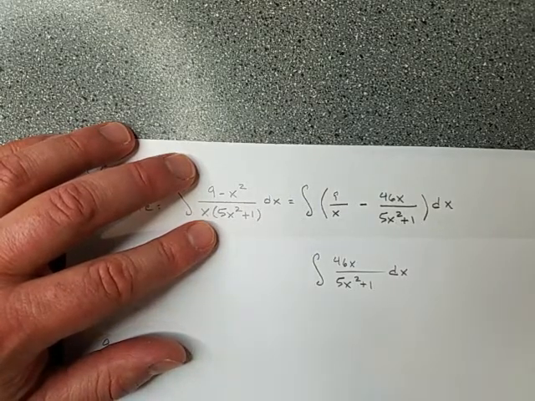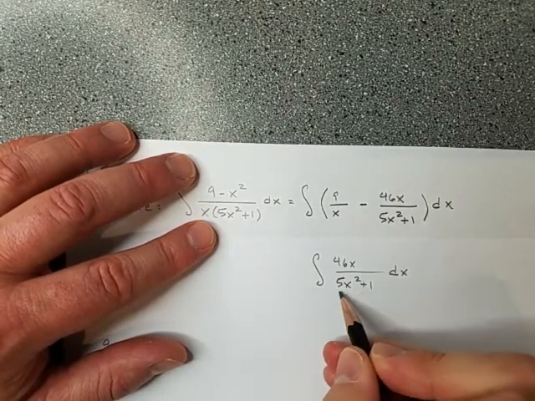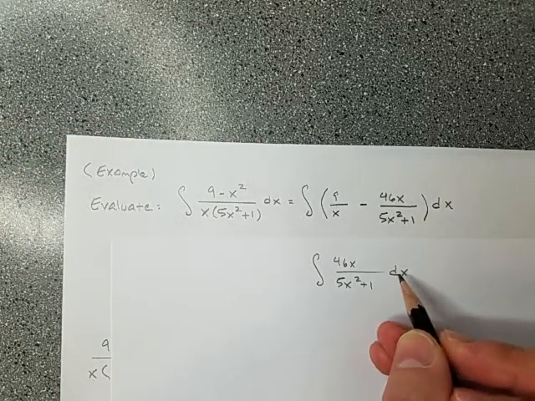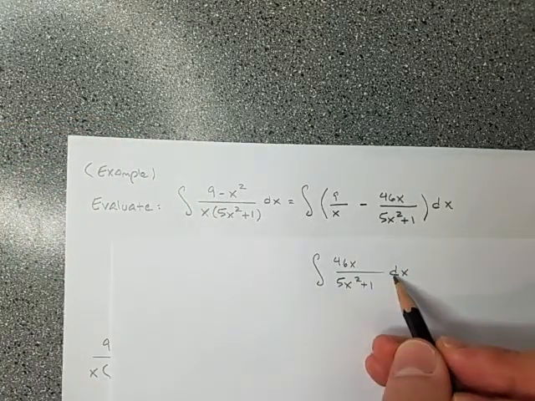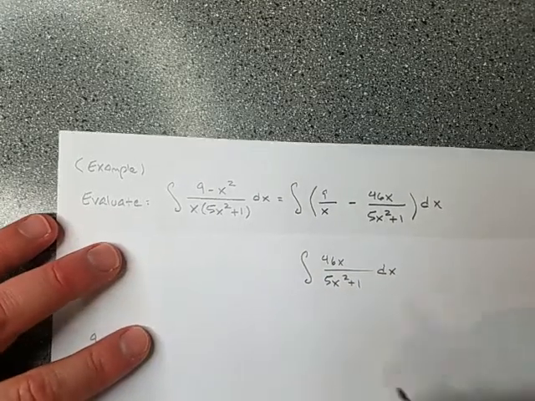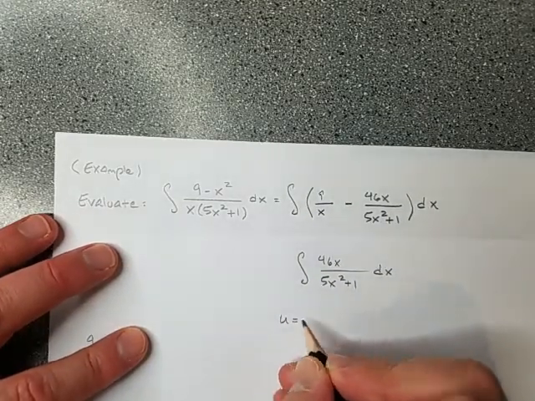Seems like it could be u substitution. If I let u be 5x squared plus 1, then the du would be 10x dx. I got 46x dx, but that shouldn't be a problem. I can make that work. All right? So yes, this one is u substitution.